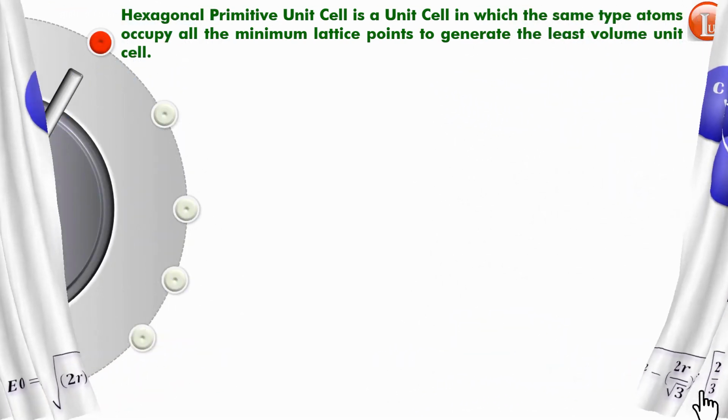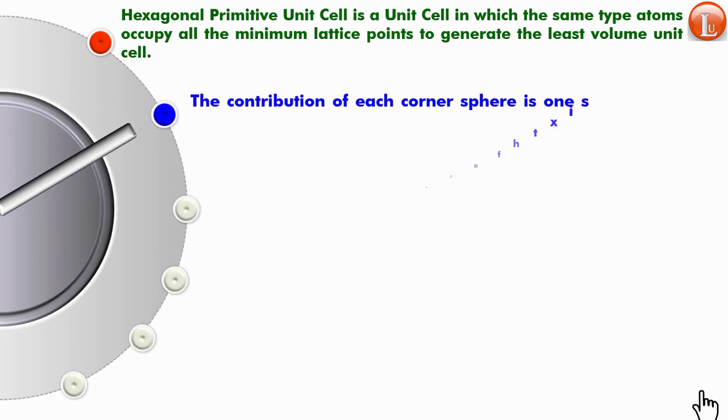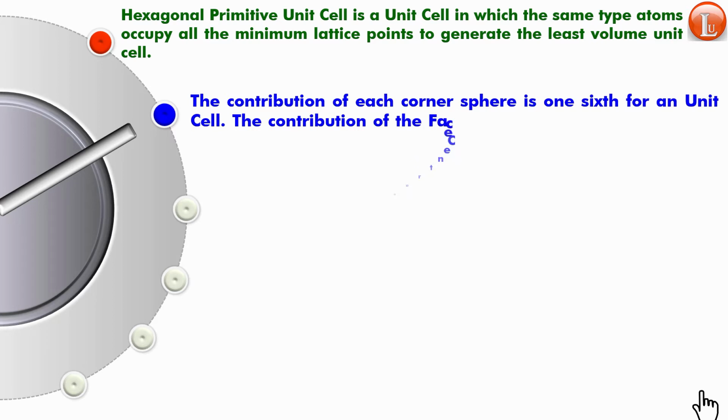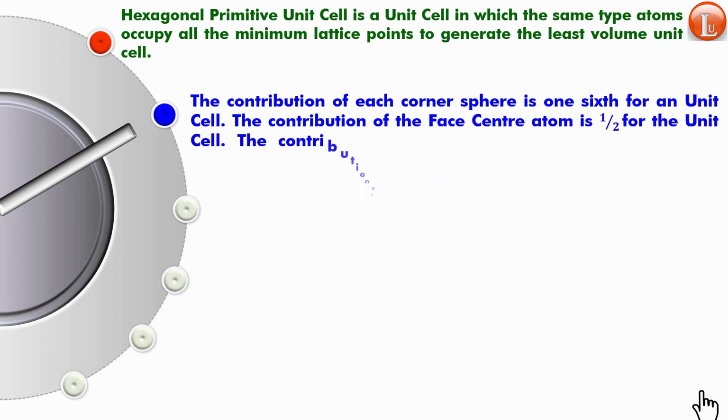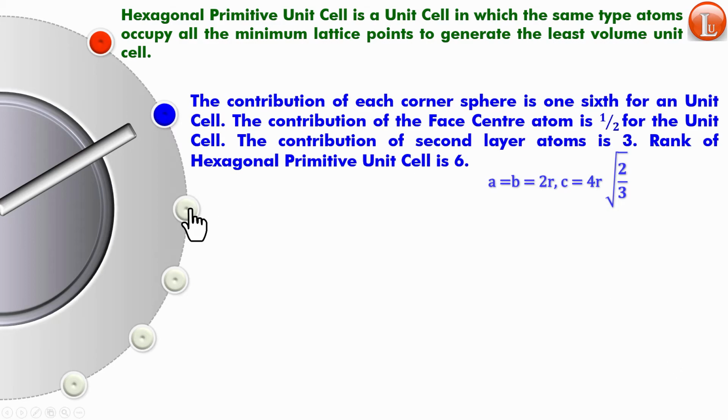So this is what the next point talks about. It says that the contribution of each corner sphere is 1/6 for a unit cell, the contribution of face center is half for the unit cell, the contribution of second layer is 3, rank is 6, A and B are 2r, and C is 4r root 2 by 3. Now let's look at something else.